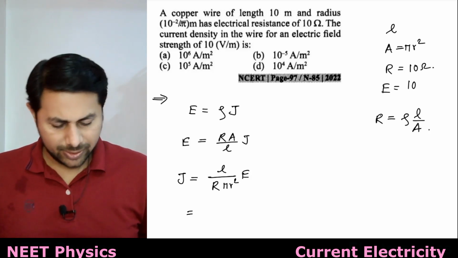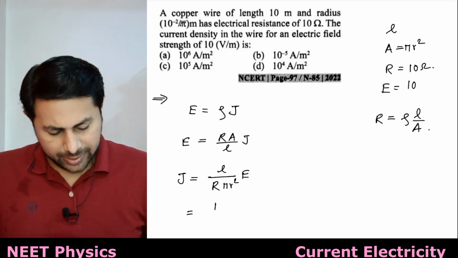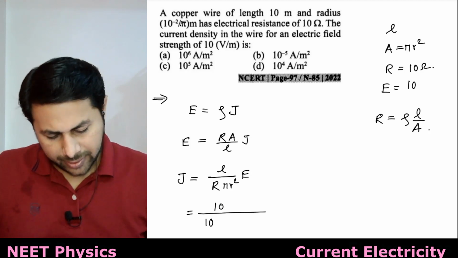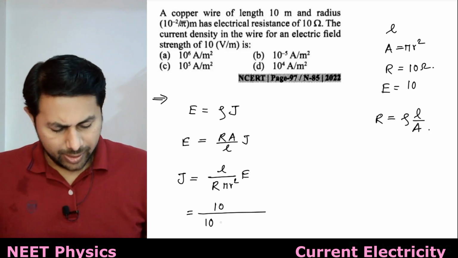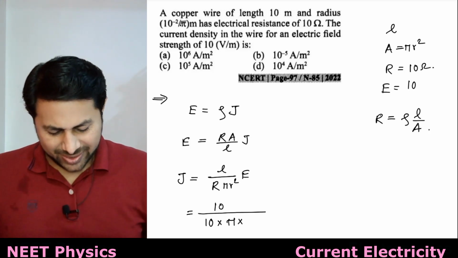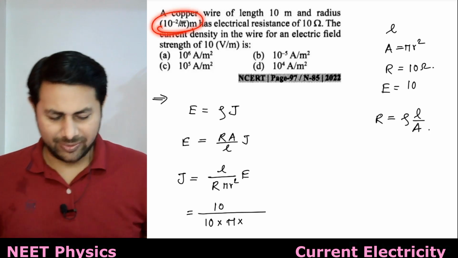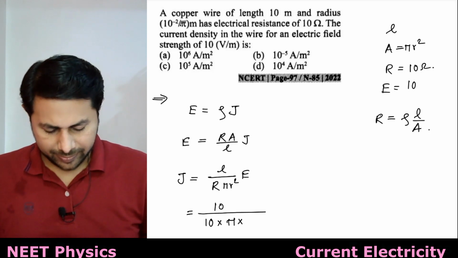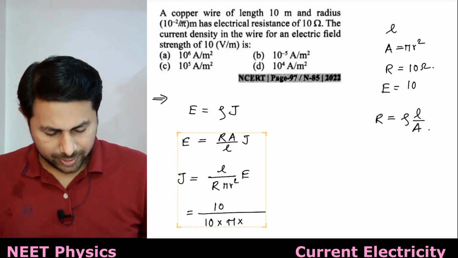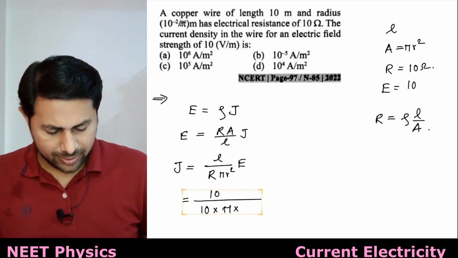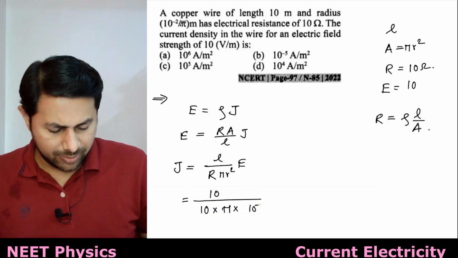Now put the values. What is length? Length is 10 meters. What is resistance? Resistance is also 10. What is pi? Pi is pi. Then r square, so you have radius squared: 10 raised to minus 2 divided by square root of pi, squared.